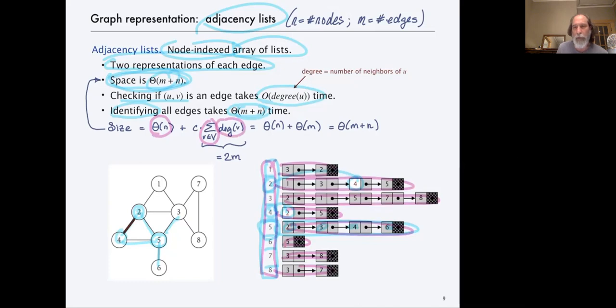Okay, since every edge appears twice, right? In 2 of those lists, one for U and one for V, that sum is 2m, twice the number of edges, and then we have some constant, of course, for the amount of space for each node and the linked lists. So that gives us a total of theta of n for the array, theta of m for the linked lists, for a total of theta of m plus n size.